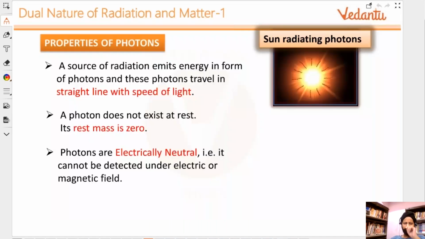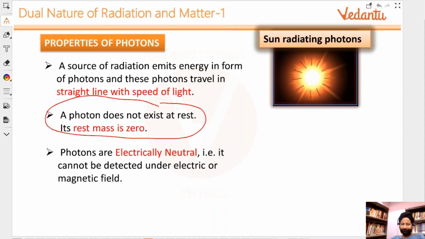Properties of photons. A source of radiation emits energy. Read this, everybody. A photon does not exist at rest, so it has no rest mass. It doesn't make sense to say a photon is sitting here. A photon is never sitting. It's always produced traveling at 3 times 10 to the power 8 meters per second in vacuum. There is no concept of a photon sitting here.